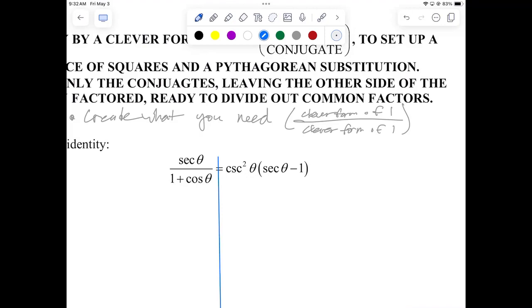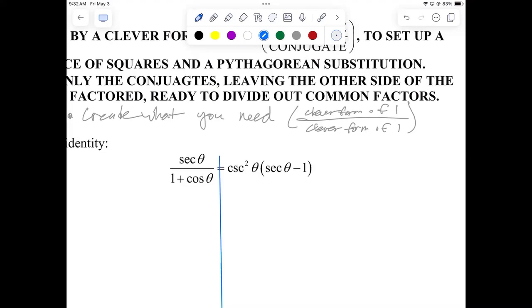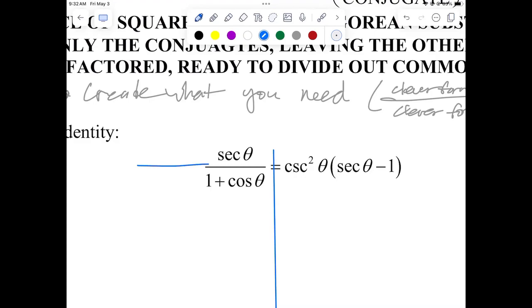All right, what side do you want to start on? Left side? What would you do on the left side, Brady? Multiply by 1 plus cosine. Not 1 plus cosine. If you're going to do the strategy that we just talked about, you would multiply by the conjugate of 1 plus cosine, which is 1 minus cosine.